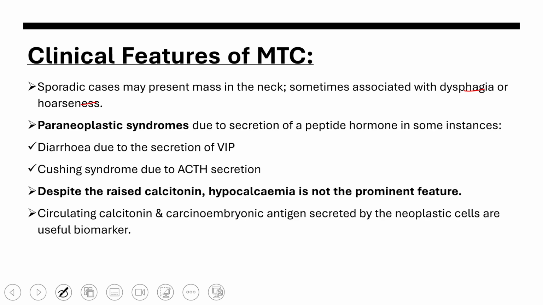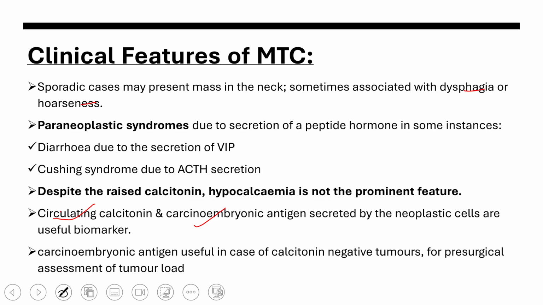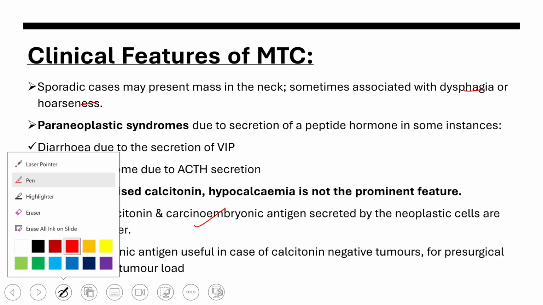Two things secreted by the neoplastic cells can be useful as biomarkers: circulating calcitonin and carcinoembryonic antigen. In cases where calcitonin negative tumors are present, carcinoembryonic antigen can be monitored to diagnose medullary thyroid carcinoma. That means carcinoembryonic antigen is useful in those cases where calcitonin negative tumors are present, and this is essential for pre-surgical assessment of the tumor load.